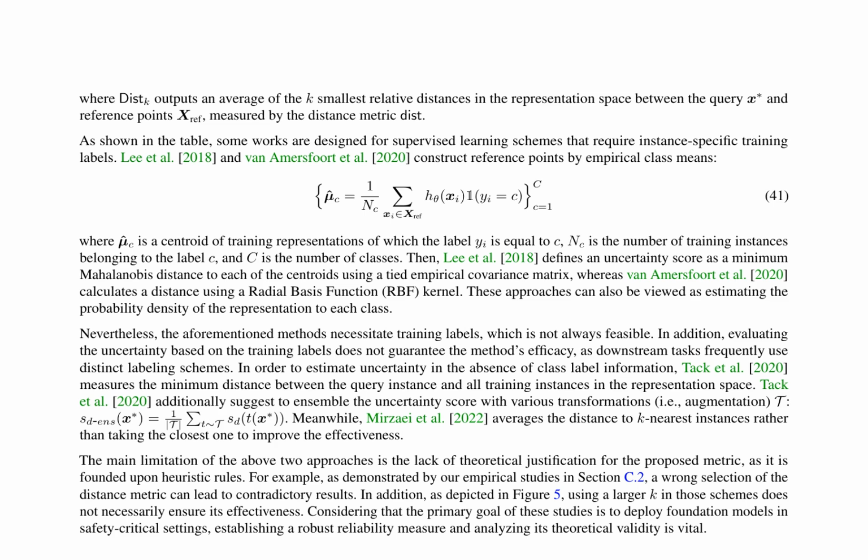For instance, Lee et al. 2018 defines an uncertainty score as a minimum Mahalanobis distance to each of the centroids using a tied empirical covariance matrix, whereas Van Amersfoort et al. 2020 calculates a distance using a radial basis function, RBF, kernel. These methods necessitate training labels, which may not always be feasible.